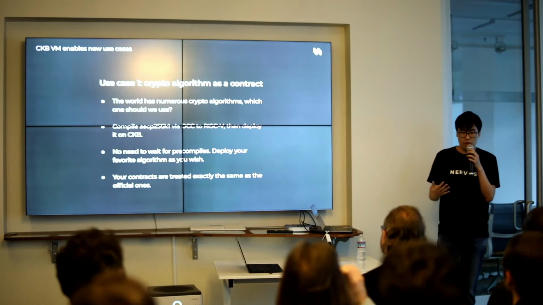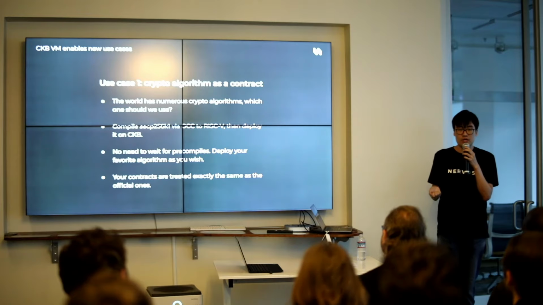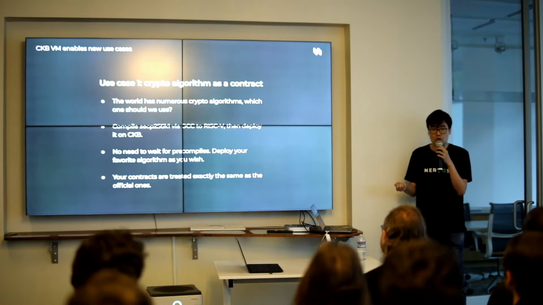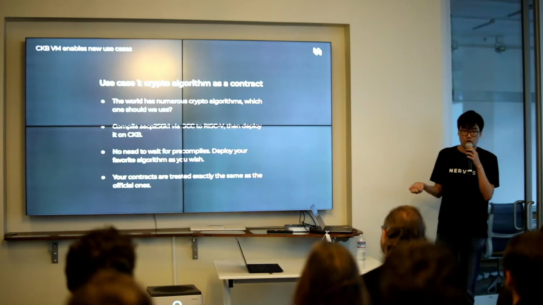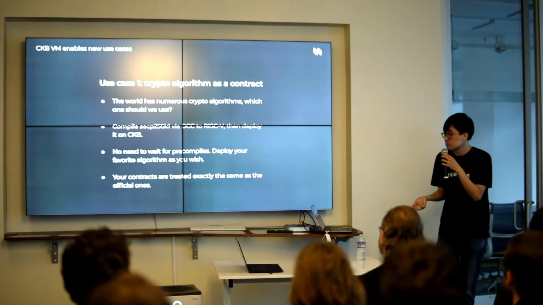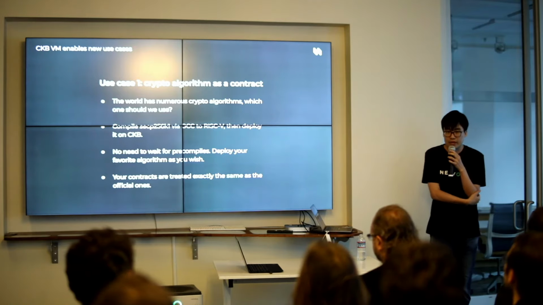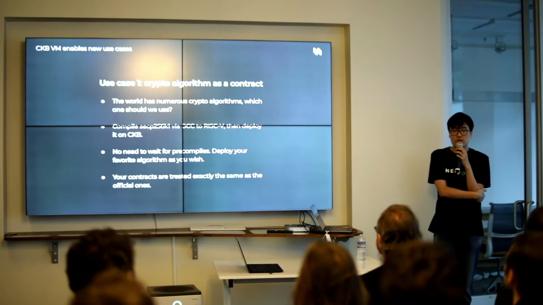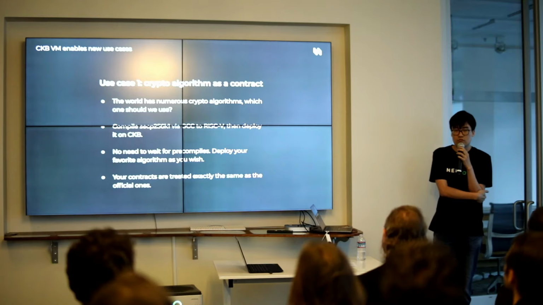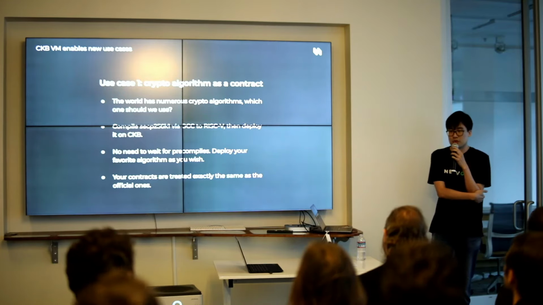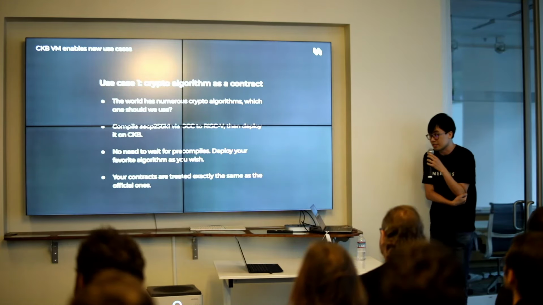If you don't like our officially supported one, don't worry, you can just build Schnorr and deploy it on the CKB chain, then you can use Schnorr to do signature verification. And this means there's no need to wait for any pre-compiles. If you want something, you can deploy it right now. There's no need to wait for the official team or to persuade the official team to support anything.